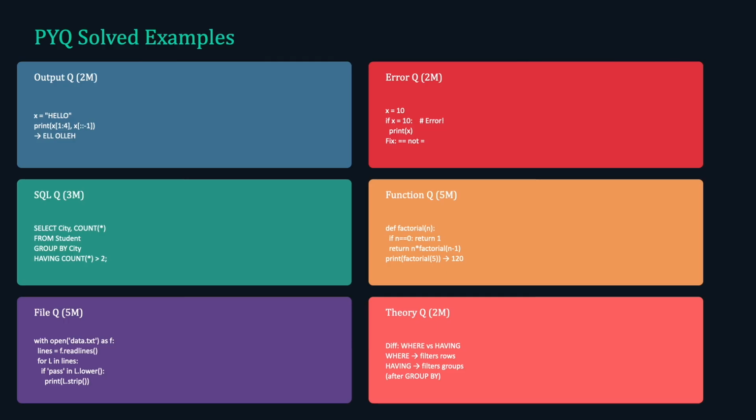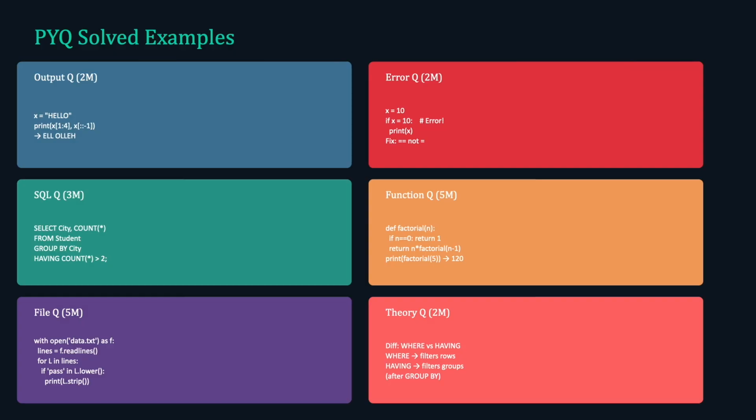Let's solve actual exam questions. Output prediction. X equals "hello", print X of 1 to 4. X reversed gives OLLEH. Error finding. If X equals 10 with a single equals is wrong; it should be double equals for comparison.